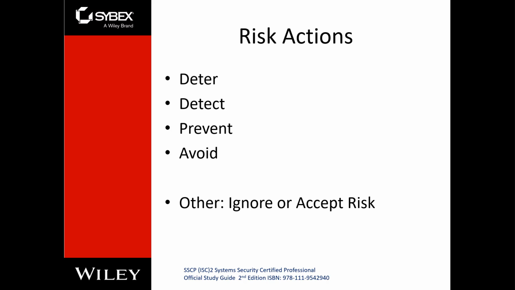So lastly, we need to talk about risk action. This chapter talks about 4 main types of risk action. However, in general, these are not the only types of risk actions that are out there. We also have things like ignore and accept risk, instead of just the 4 that our book outlines. So our book predominantly focuses on the 4.